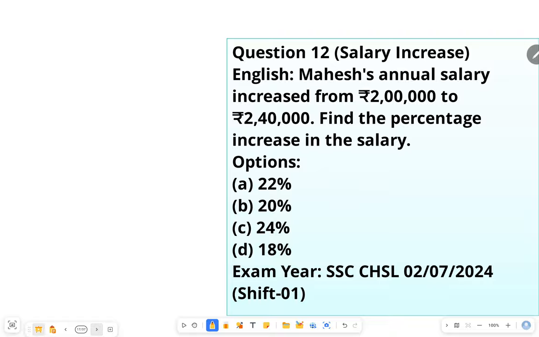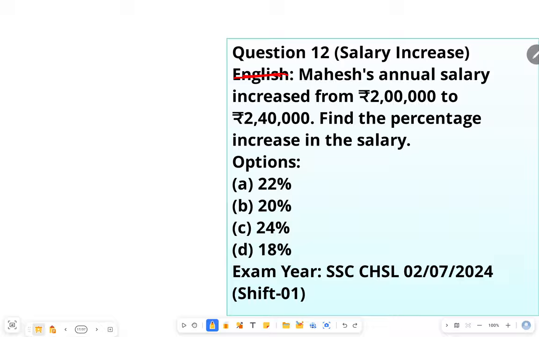This question, the salary, right? See, don't look at this English, because in English it is written, right? This has nothing to do with the question. So forget it. Read the question from here. Mahesh's annual salary increased from 2 lakh to 2 lakh 40,000. So what is it saying? Find the percentage increase in the salary. It is asking us by what percent it increased.